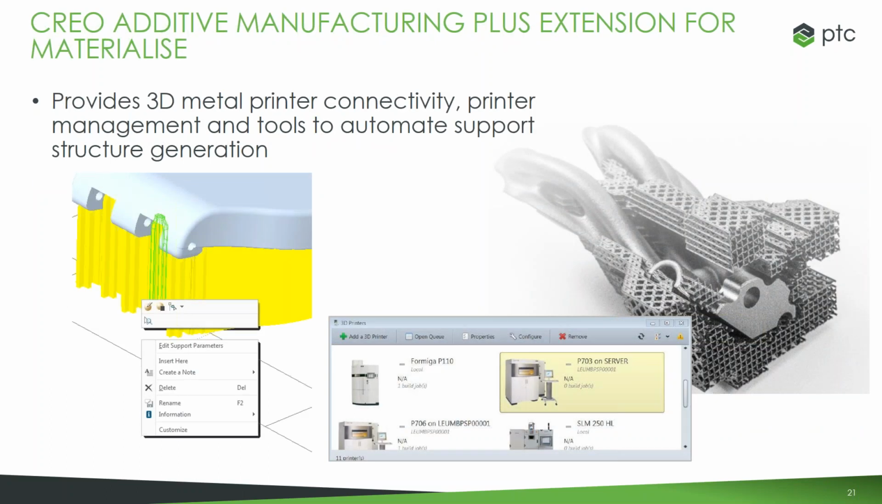There's also been improvements with 3D metal printing. So we now offer the ability to connect with 3D metal printers, and it also helps you to manage and automate the support structure generation for those. Unlike plastic printing, whenever you do the support structure for 3D prints in metal, it's a little bit more complicated. You have to take some different factors into account when doing that, and Creo can help to do that now.